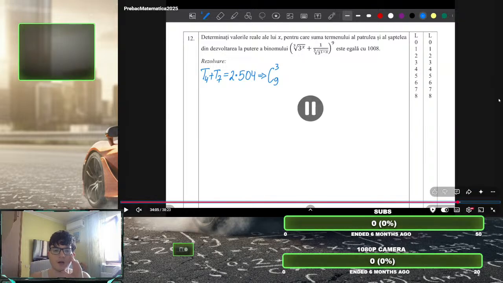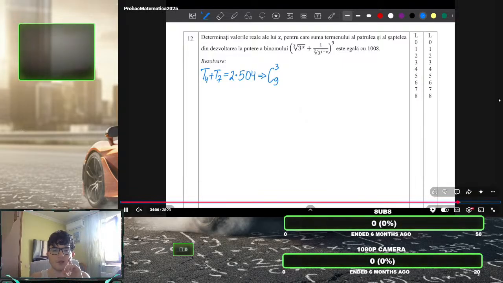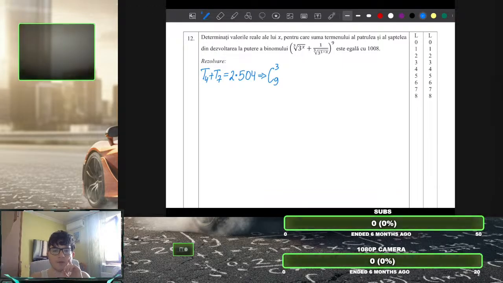C9 and 3y. The power of the expression is 9, so n is always 9. The 3 on top has the k, it has to be 3 plus 1, so it's 4, corresponding to the term. Now we just pop the term, that whole expression, to the power of n minus k, which is the power of 6. And next, to the power of k, which is the power of 3, obviously.